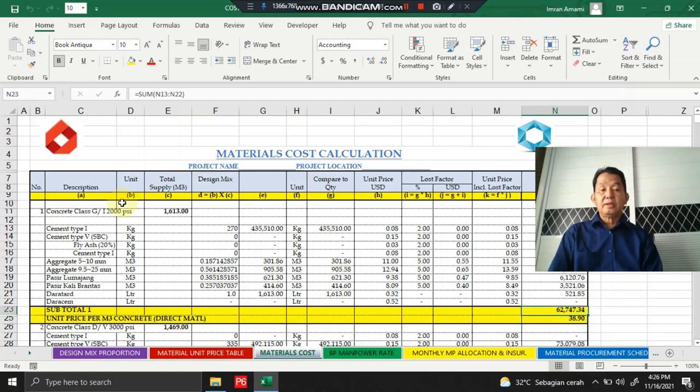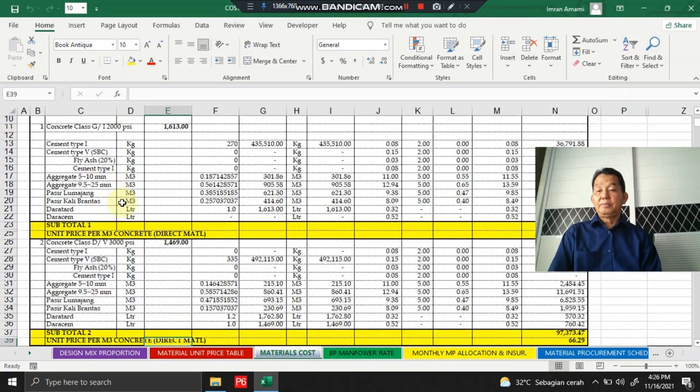Here the unit price per cubic meter of concrete is found by dividing the total price by the total supply of each class. Is this okay? And this is the material price for the other classes of concrete.